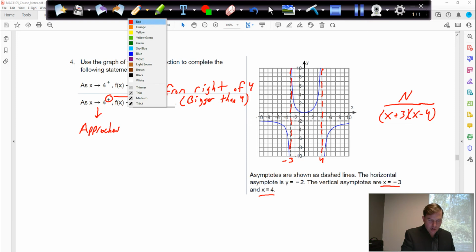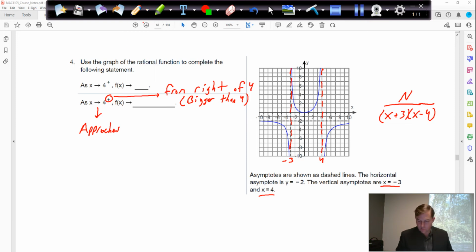So once again, we ride the curve. Here is 4. Here's my number of interest. So I start over here on the right side. I'm going towards 4. As my pen goes towards 4, I'm riding the blue curve, and it's going down. So it's going to go down to minus infinity as I get close to that 4. So the answer here would be minus infinity.